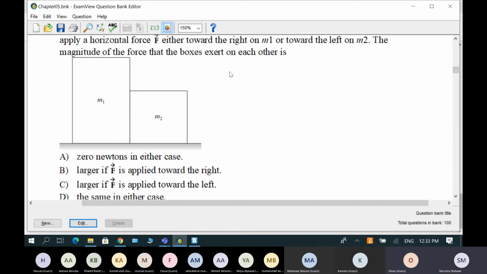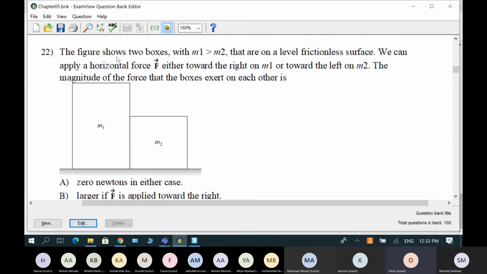This is not the right answer. Okay, so what's the right answer, Mr.? So the figure shows two boxes with M1 and M2 on a level frictionless surface. There is no friction here. We can apply a horizontal force either toward the right on M1 or toward the left on M2. I can push from here or from here, from right or from left. The magnitude of the force that the boxes exert on each other.